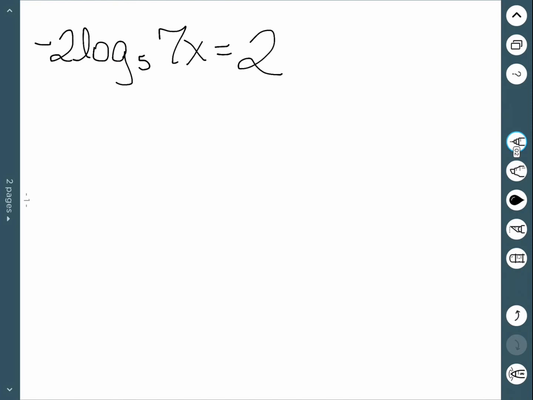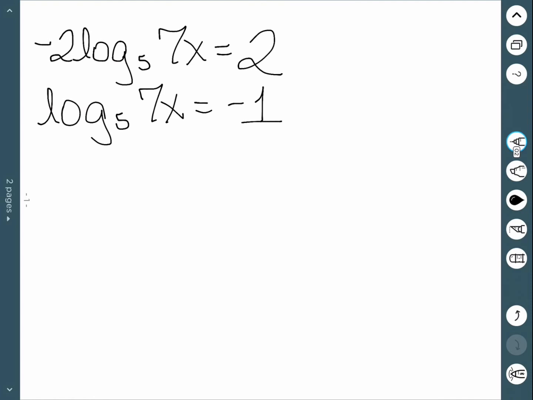Our first intuition might be to try to divide by negative 2 because that's what we usually do with an equation, try to isolate the variable. And that is a great first step. Log base 5 of 7x equal to negative 1.